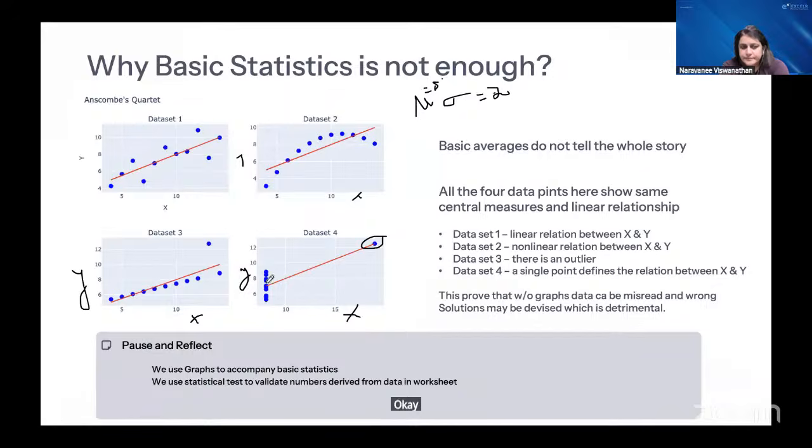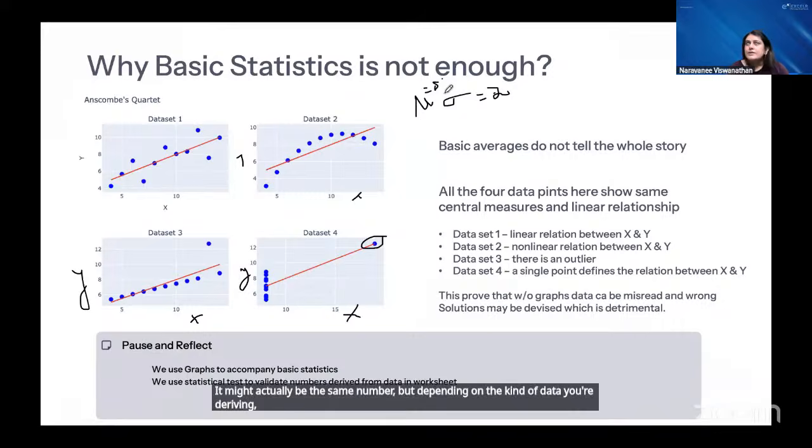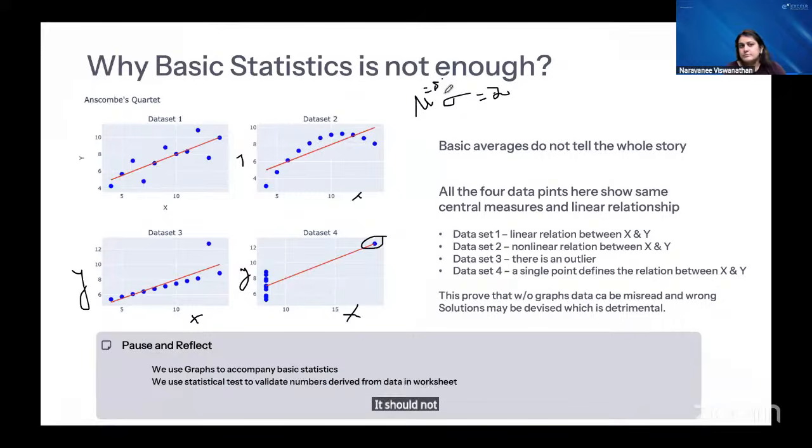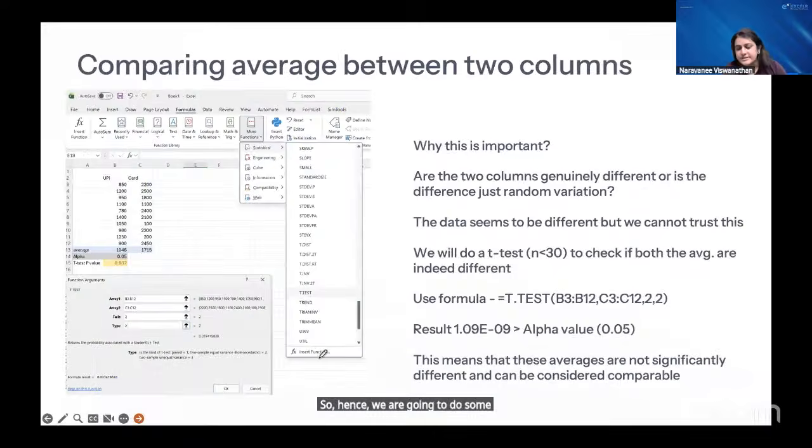Okay. So this also tells you another thing, right? Maybe the numbers that we are talking about, like the means that you are comparing, might actually be the same number, but depending on the kind of data you're deriving, they will not be equal. Okay. So hence we are going to do some statistical test.